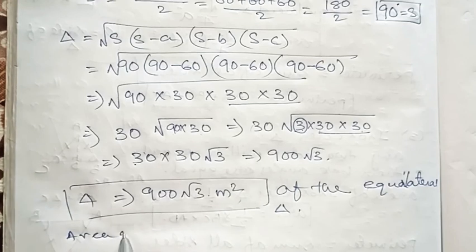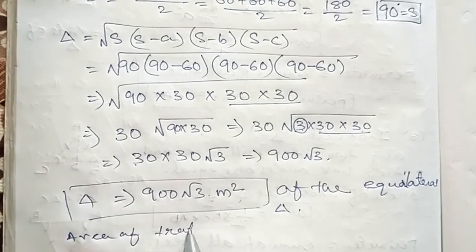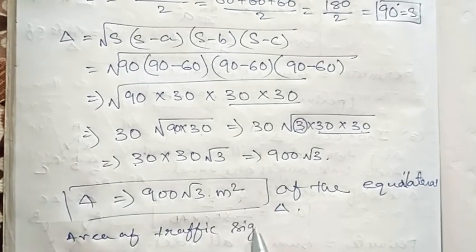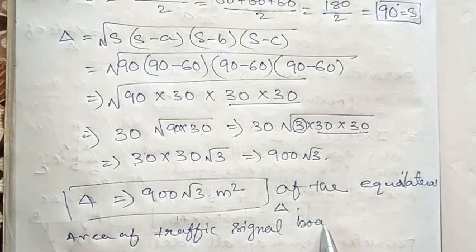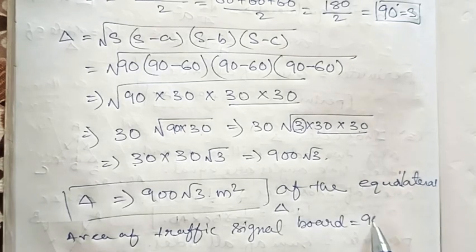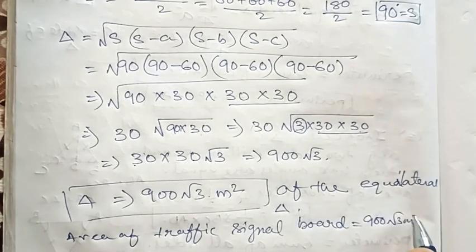Area of traffic signal board equals 900 root 3 meter square.